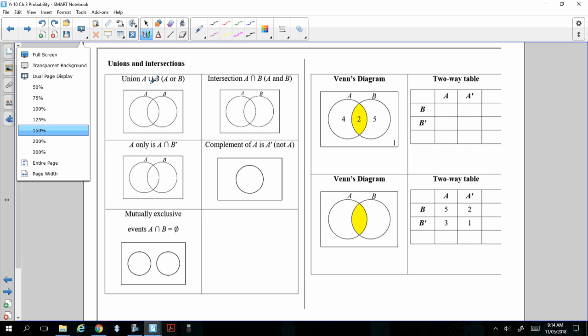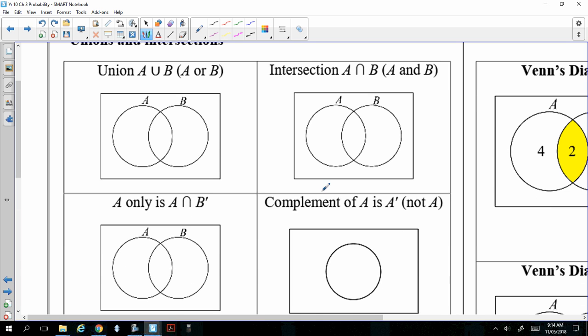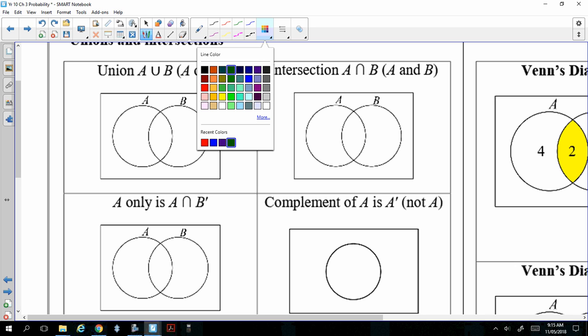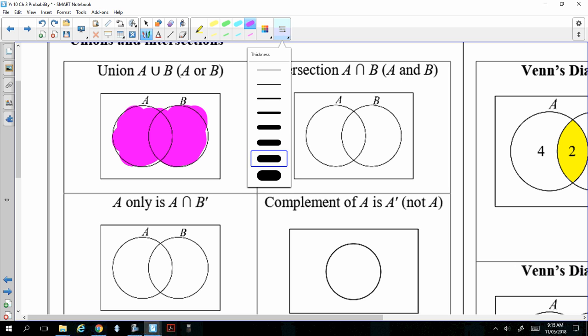On the Venn diagram, let's do them. Okay, we've got the union. Union means A or B. A or B means everything in A and everything in B. Actually, let's use a highlighter. Let's choose a color. Let's choose blue, purple. Alright, good, like this. Okay, good. Maybe choose a bit thinner. Okay, good. Alright, that's A union B.